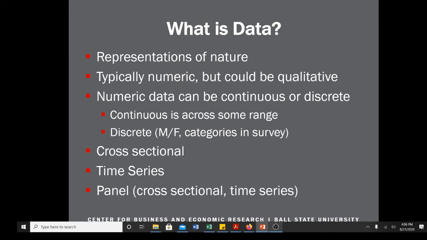Discrete variables are different. Discrete variables would describe characteristics. So are you white? Are you male? Are you married? Do you have a bachelor's degree? Those are discrete variables. They could be categories in a survey. They could be observed variables. And sometimes with discrete variables, we work to make them continuous.